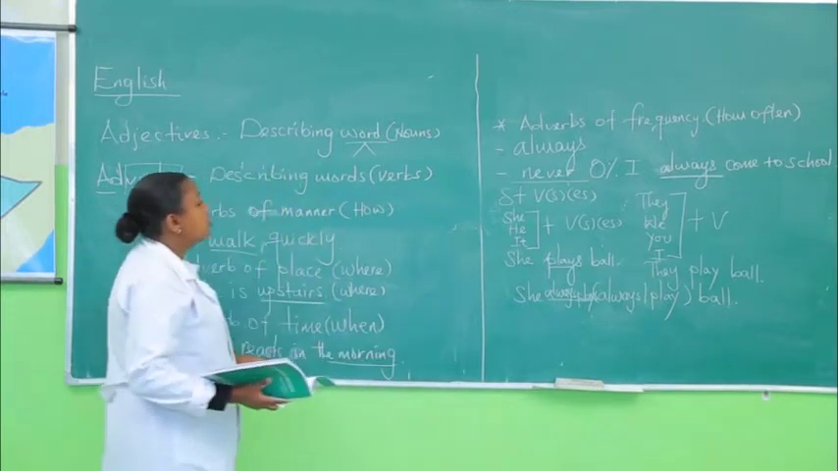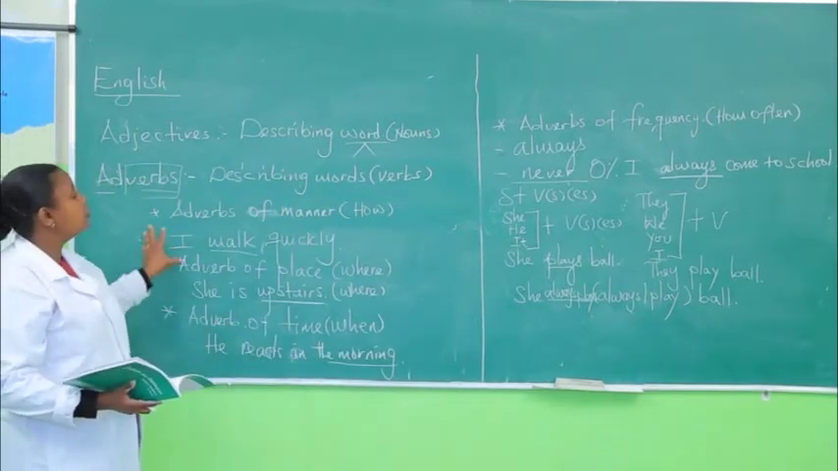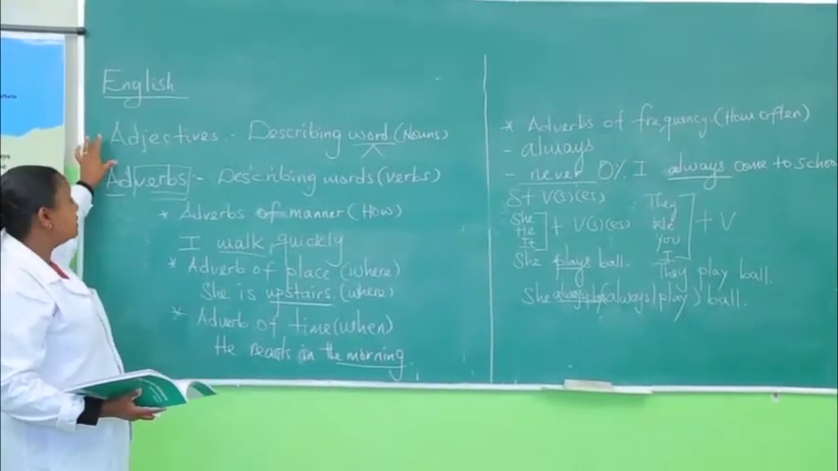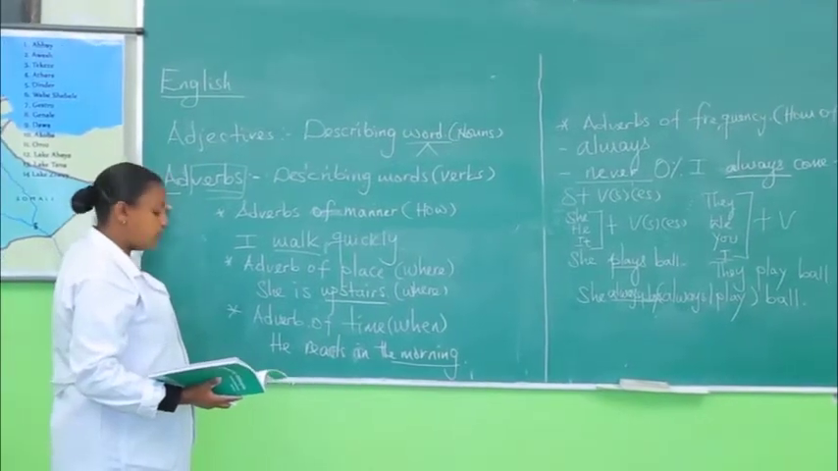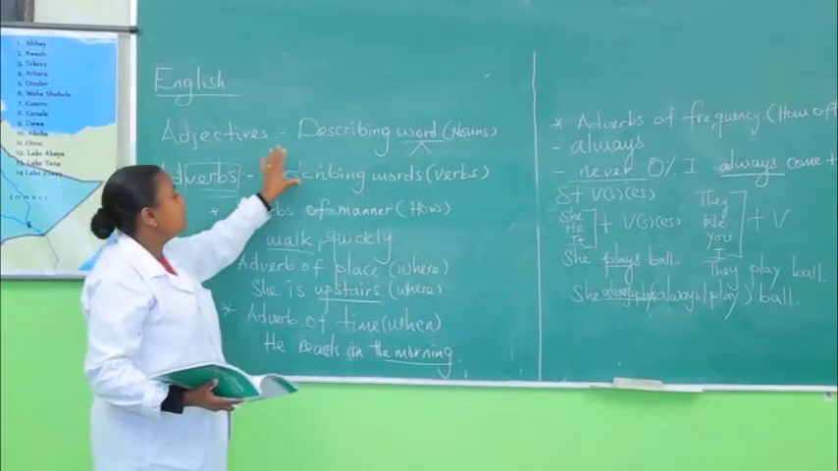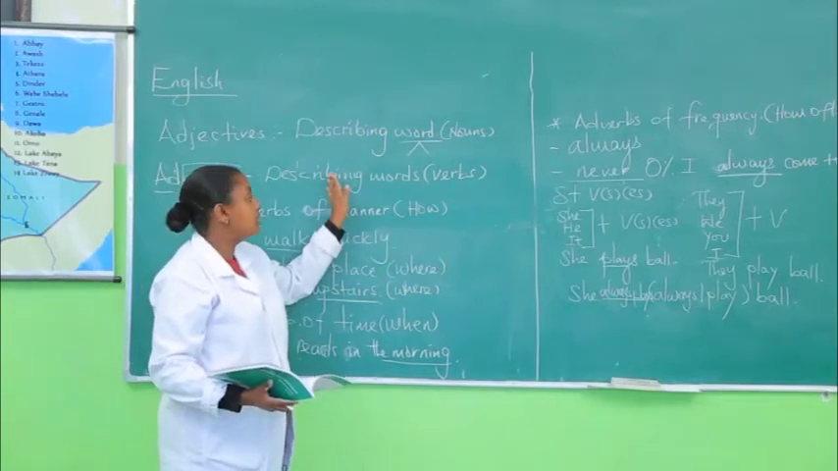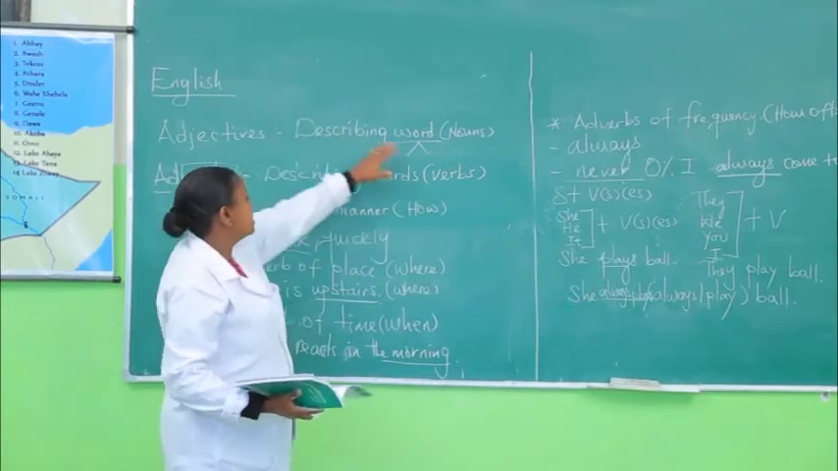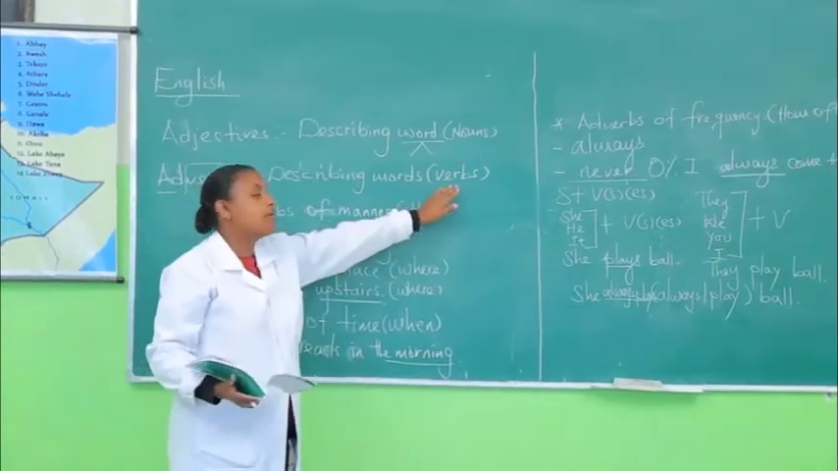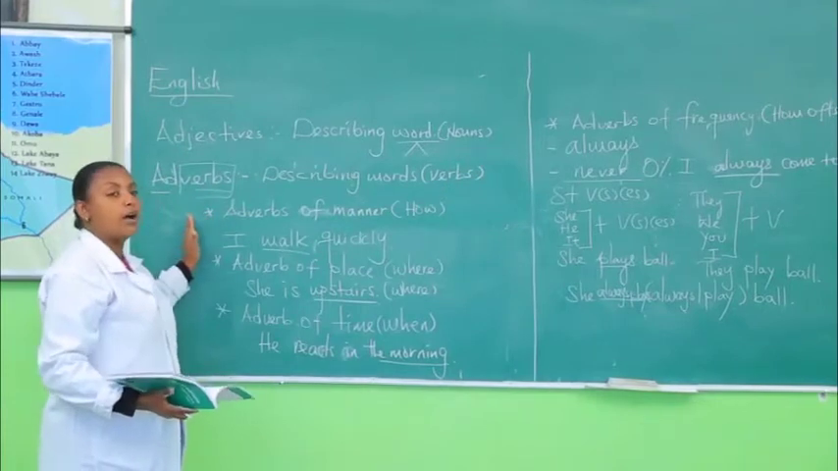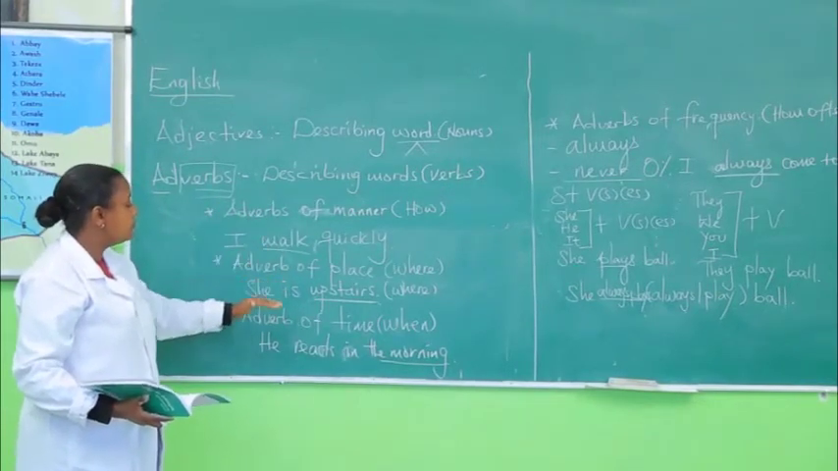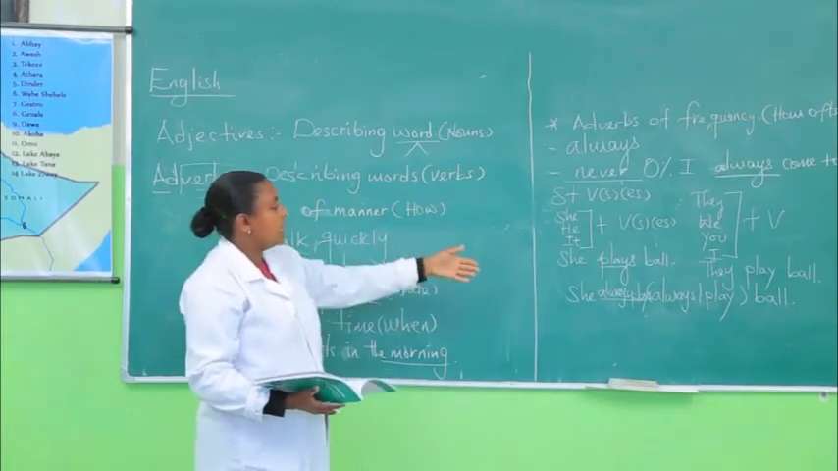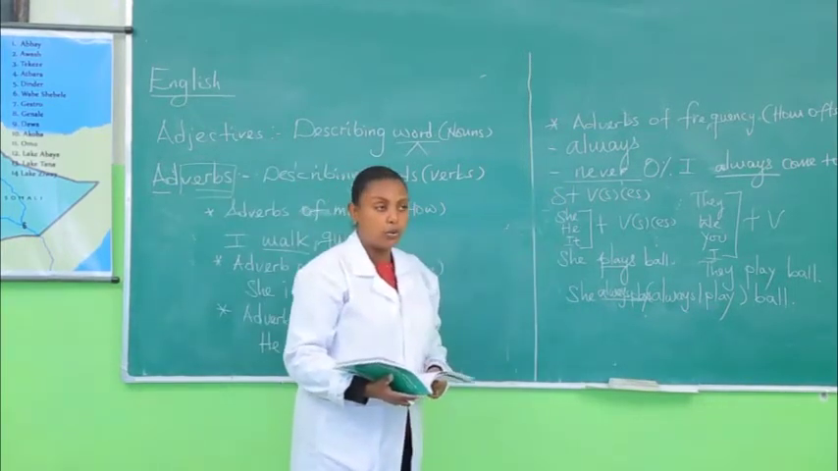Okay, students. So today we have seen 2 points here, adjectives and adverbs. What is the difference between adjective and adverbs? We have seen both of them are describing words, but what they do describe is different. Adjectives describe nouns, adverbs describe verbs. We have seen types of adverbs, adverb of manner, adverb of place, adverb of time, and finally we have a good detailed discussion on adverbs of frequency.